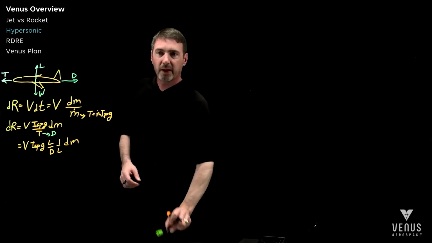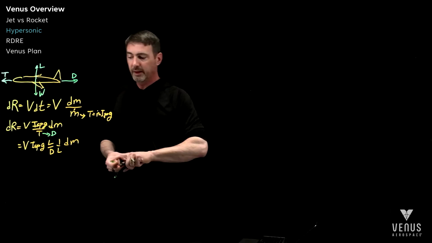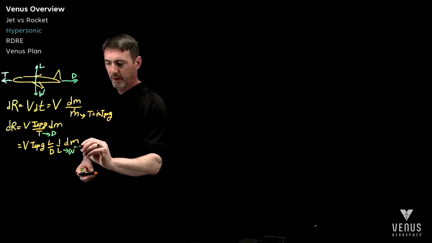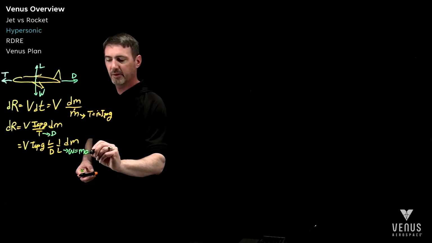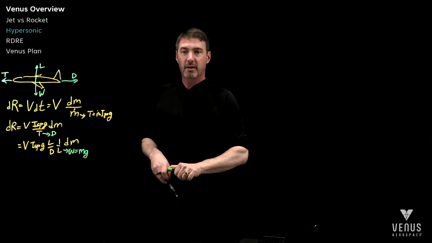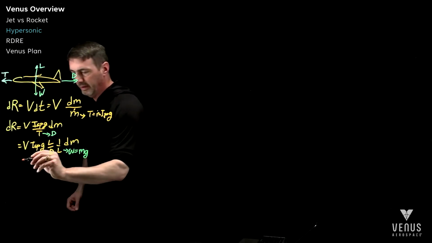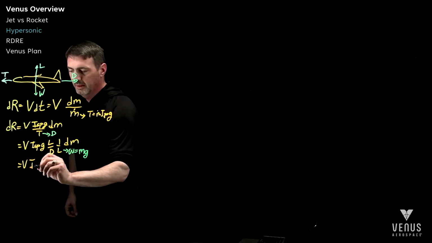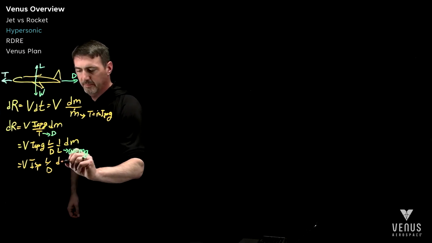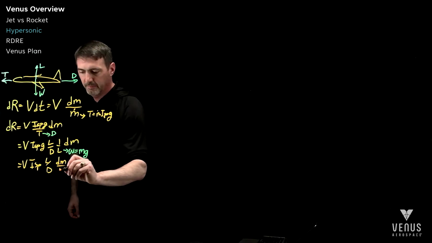Now, the same sort of trick. What is the lift? Well, the lift is the weight. And the weight is the mass of the aircraft times gravity. Well, perfect. So that gravity is going to cancel out with the gravity on the top. And so in the end, you have V ISP L over D dm over that m.